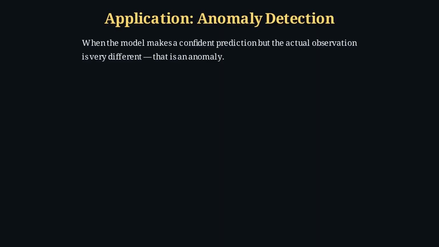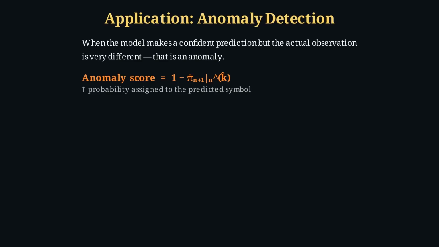One of the elegant bonuses of the NPGBF framework is that anomaly detection comes for free. The intuition is this: when the model has high confidence in its prediction, meaning the probability assigned to the predicted symbol is close to 1, and the actual observation matches, everything is normal. But when the actual observation is something the model considers unlikely, that is an anomaly.